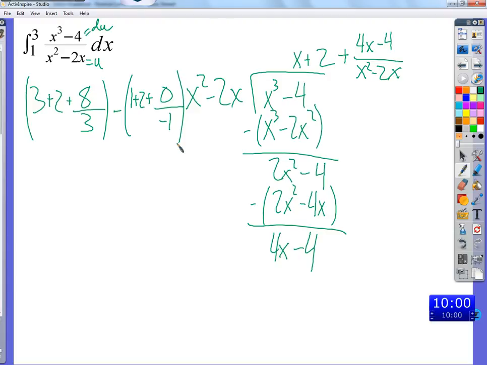Yeah. Into what? Oh, yeah. The antiderivative. Right, that's the same function, you've just rewritten it in a different way, so you have to take the antiderivative now.